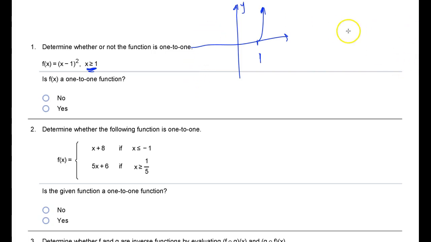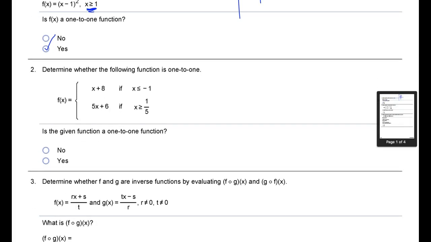And of course, if we do the vertical line test and the horizontal line test, we see that it will pass it. So yes, this would be a one-to-one function because every x value would correspond to a unique y value, and we test that graphically by doing the vertical and horizontal line test. All right, let's move on to question number 2.